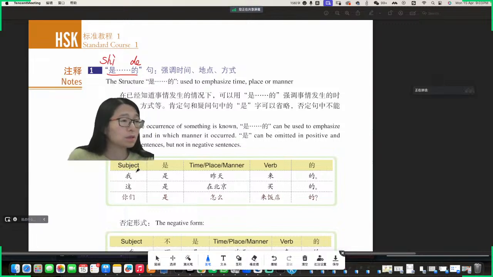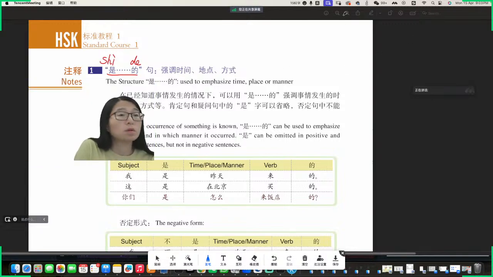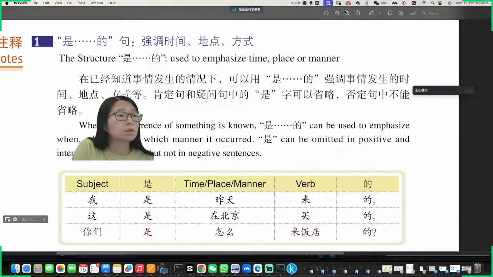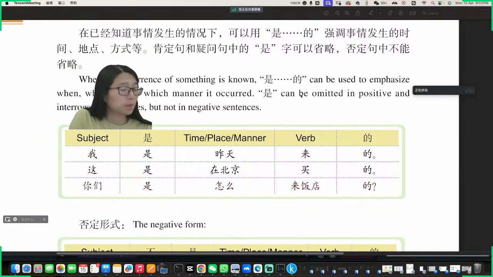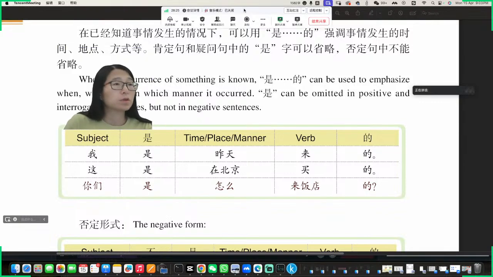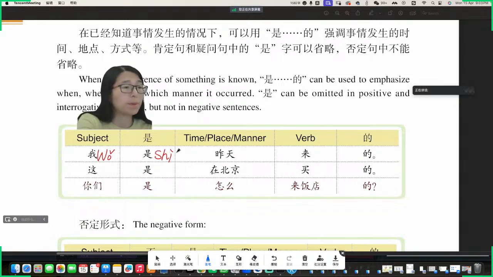So here you can see there are some examples. Okay, so here you can see there are three sentences that use the 是 and 的. Let me show you. Okay, now it's bigger. So you can see it more clearly. Okay, so the first one, let's see. So 我, the subject. First you say the subject, and then you say the structure 是. And then you can say something about time or place or manner.